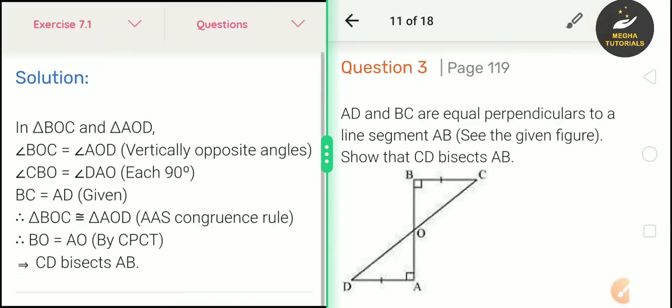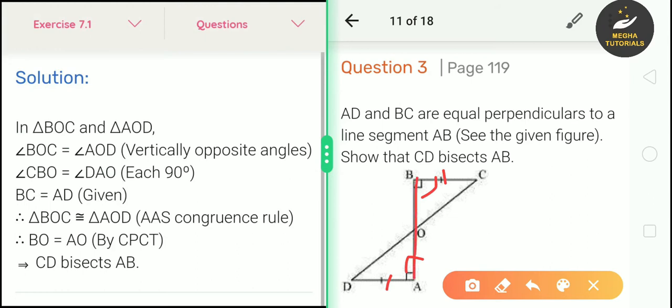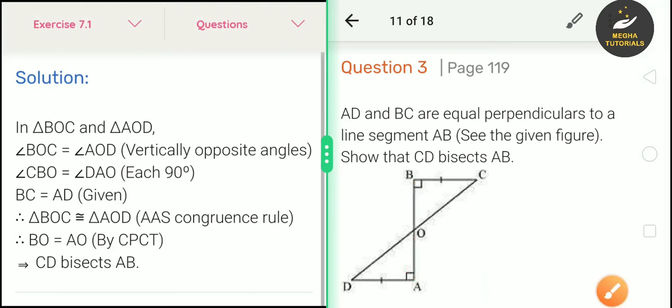Question 3. AD and BC are equal perpendiculars to a line segment AB. Show that CD bisects AB. So it is given that AD and BC are equal and perpendicular to line AB. We have to show that CD bisects AB. It means we have to prove that BO is equal to AO. So to prove CD bisects AB, you can write BO equal to AO. So let's start with the solution.